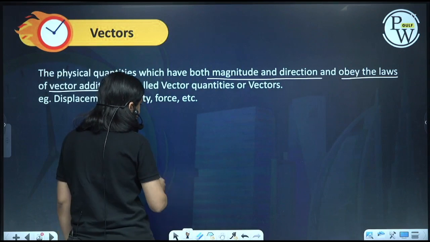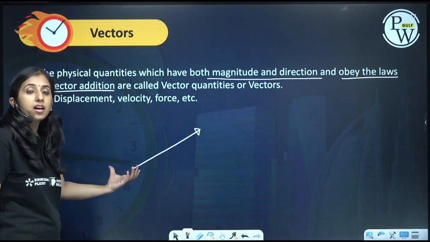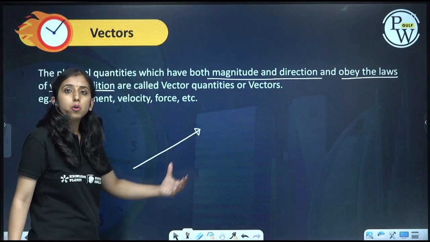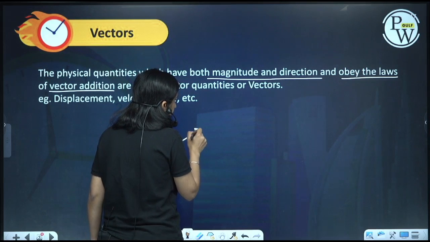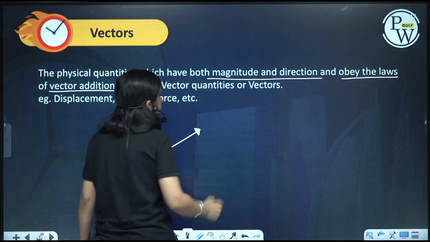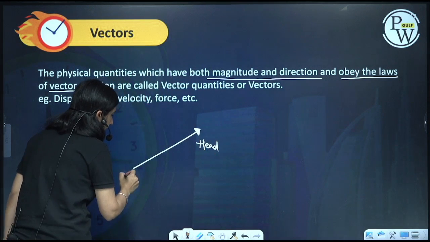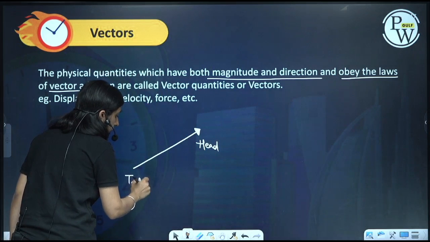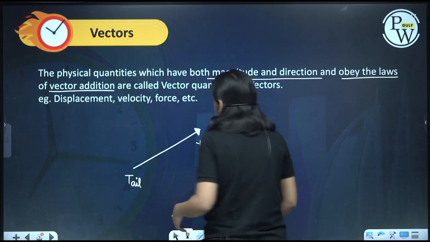Now how do we represent vectors? Vectors are represented by an arrow. Okay, vectors are represented by a line having an arrowhead over it. So where the arrow is placed, this is called the head of the vector, and where the vector is starting is called the tail of the vector. This is called tail and this is head.